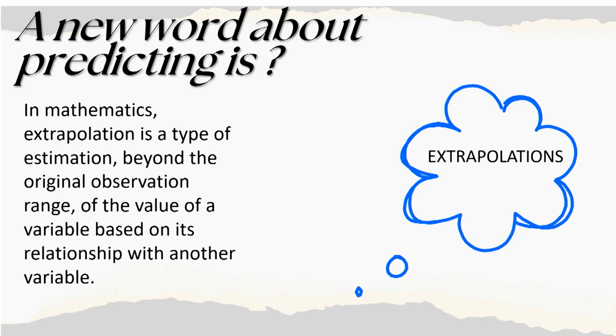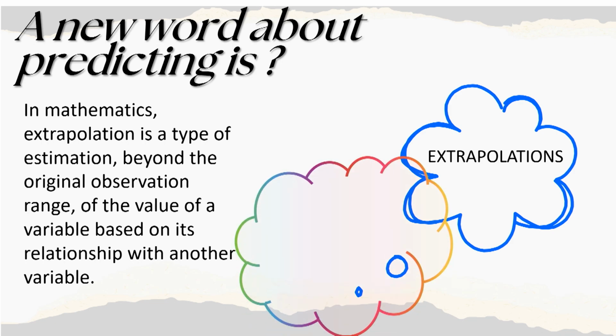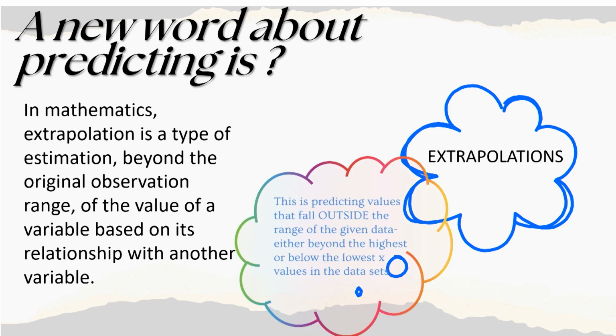A new word about prediction is extrapolation. In mathematics, extrapolation is a type of estimation beyond the original observation range of the value of the variables based on the relationship between one another. So, in our terms, that means this is predicting values that fall outside the range of the given data, either beyond the highest or the lowest points. So, extrapolation is going to be outside of the norm, so to speak.